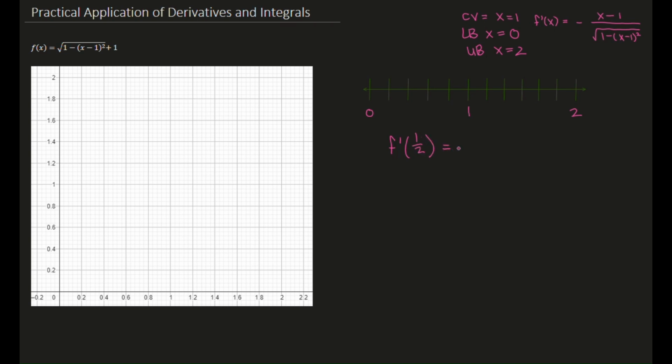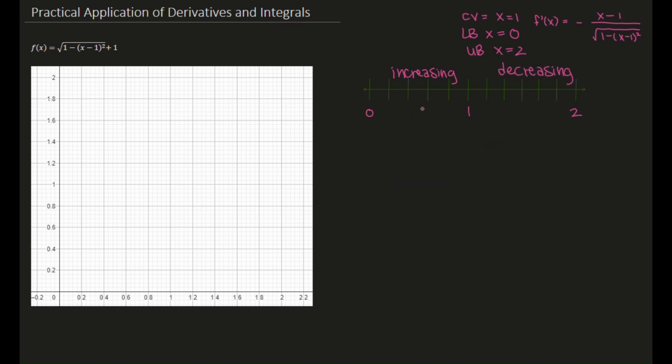And what I find is I get a positive number. It doesn't matter what the actual value is, I just care about the sign, because if the slope is positive, then my function is increasing. And I'm going to do the same thing between 1 and 2. What I find is I get a negative number. So my function is decreasing between those intervals.